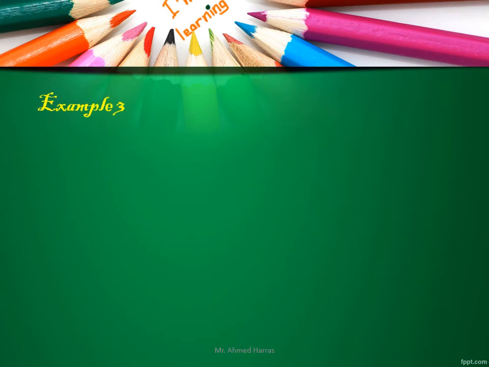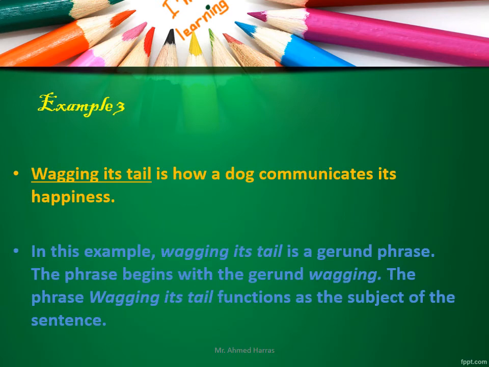Example number 3. Wagging its tail is how a dog communicates its happiness. In this example, wagging its tail is a gerund phrase. The phrase begins with the gerund wagging. The phrase wagging its tail functions as the subject of the sentence.